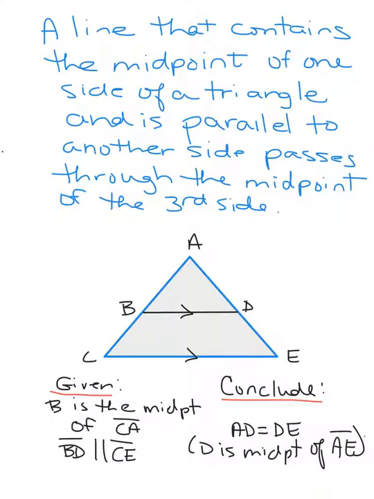Our next theorem states a line that contains the midpoint of one side of a triangle and is parallel to another side passes through the midpoint of the third side. So this theorem's a little wordy, so we just have to be careful. What it's saying down here is that if I'm given that B is the midpoint of CA, and we also know that BD is parallel to CE, then my conclusion is that AD is equal to DE because D is the midpoint of that third side.